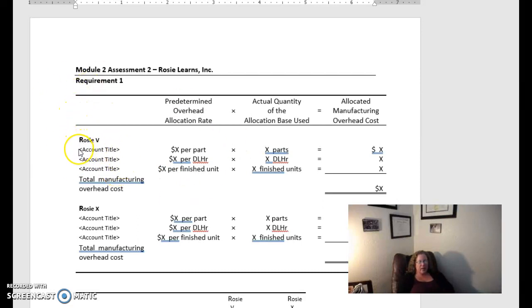Okay, so let's keep looking here at the template. Again, you're going to need to fill in the account titles. The predetermined overhead rate, they're giving you this. You don't need to calculate anything. They're just giving it to you. So you just need to go back and look at the information that I just read to you. It's in the table. It says predetermined overhead allocation rate, and so you'll just fill that in. And then also it says actual quantity of the allocation base used.